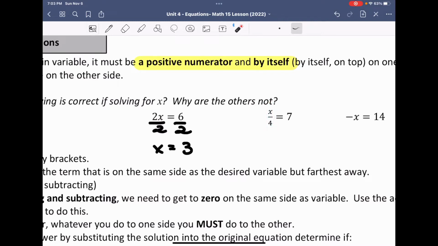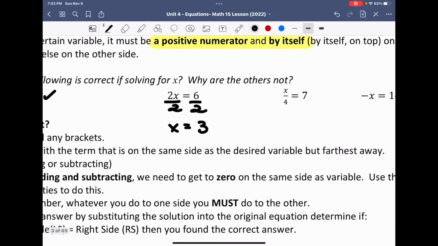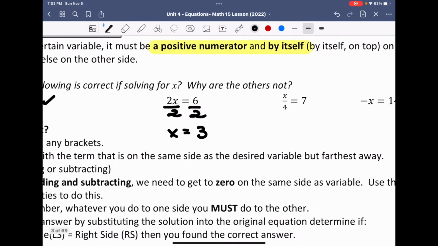This is a fractional term. We need to get that number out of the denominator. I have to do the opposite operation here. I'm going to take the 4 and multiply it to both sides, because we know if we multiply this number to both sides, it's going to be 4 divided by 4, which is just 1, or 1 times x, and that's equal to 7 times 4, which is 28. So our x value is alone, not fractional, and is positive.